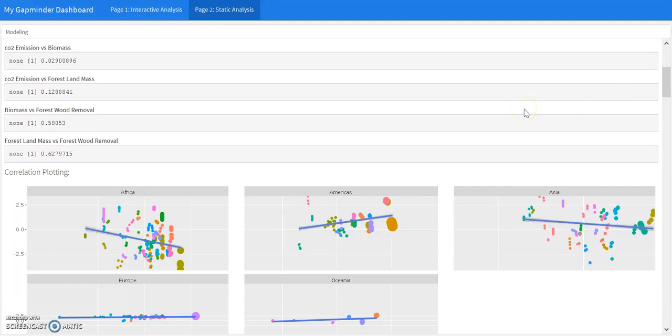For emission versus forest land mass, we have a still fairly low correlation value. So this is saying that the human CO2 emission doesn't affect forest land mass as much as we'd expect it to. For biomass versus forest removal, this one actually did have a fairly high correlation coefficient. So it kind of makes sense, because the more biomass, or the density of biomass, with the amount of forest removal, would obviously make sense. And then the forest land mass versus wood removal had an even higher correlation coefficient, because the more wood you remove, the less forest you have.